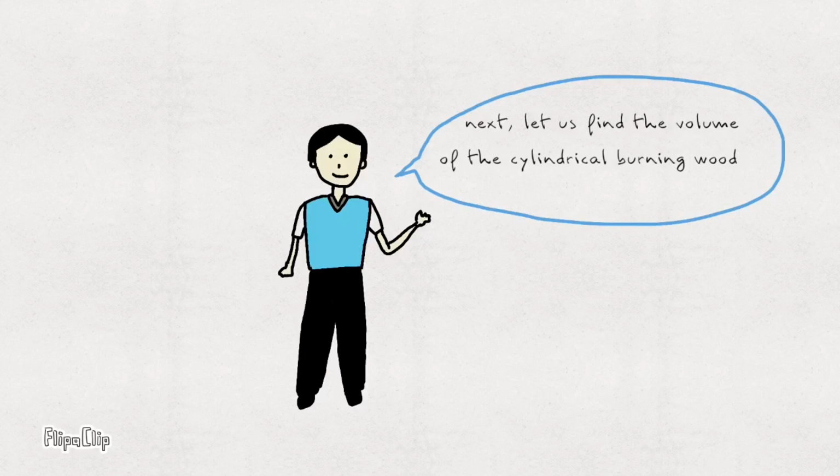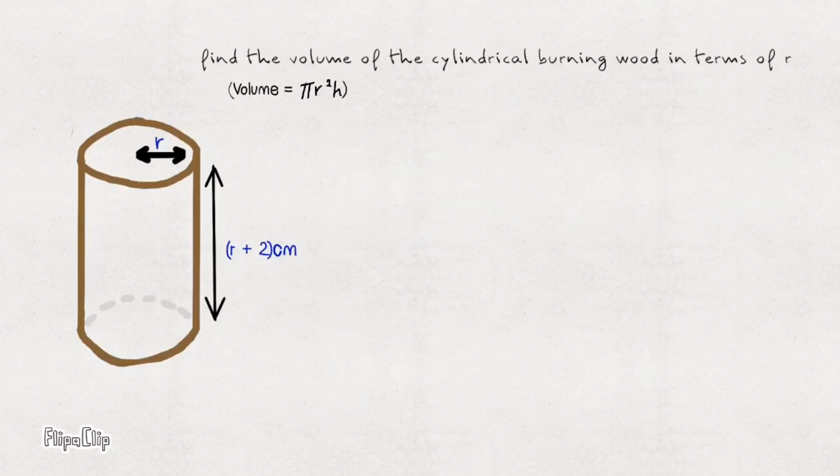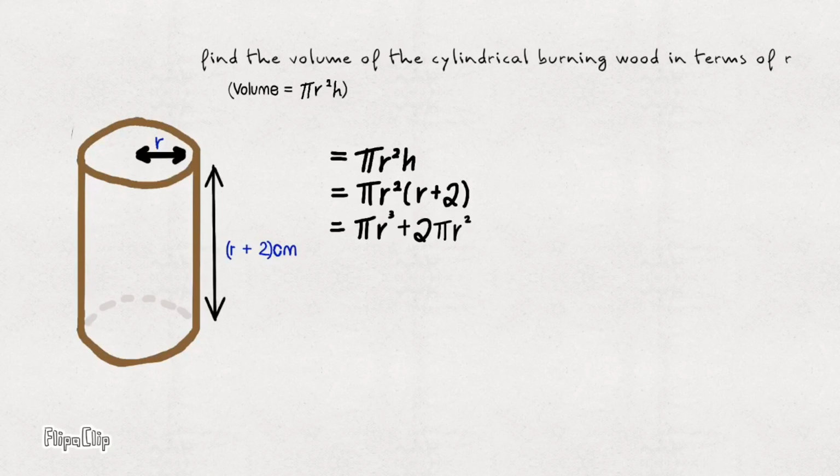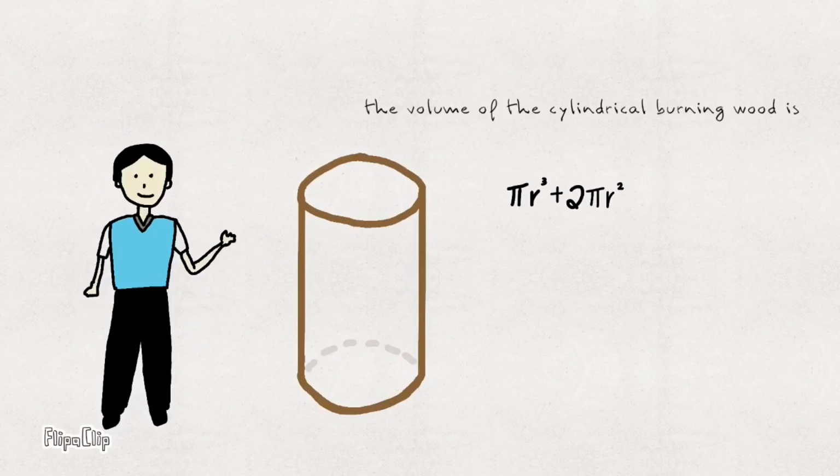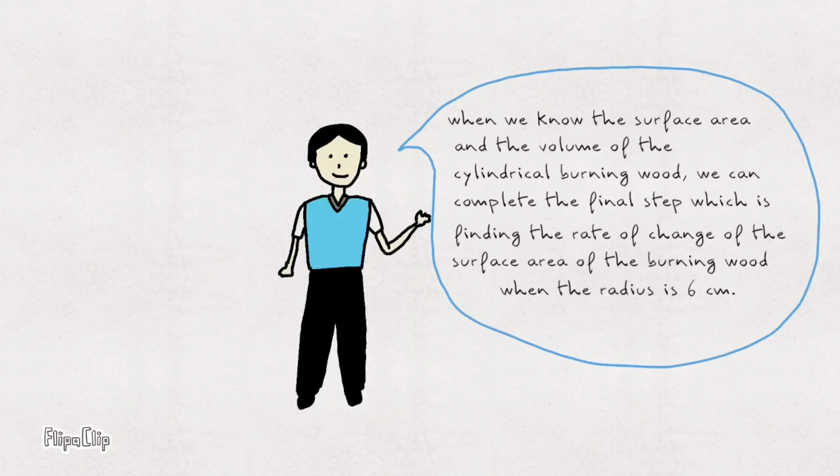Next, let us find the volume of the cylindrical burning wood. We will have pi r squared times height, and height will be substituted with r plus 2. And we will have pi r cubed plus 2 pi r squared, and that is our volume. When we know both of the surface area and the volume, we can complete the final step, which is finding the rate of change of the surface area when the radius is 6 centimeters.